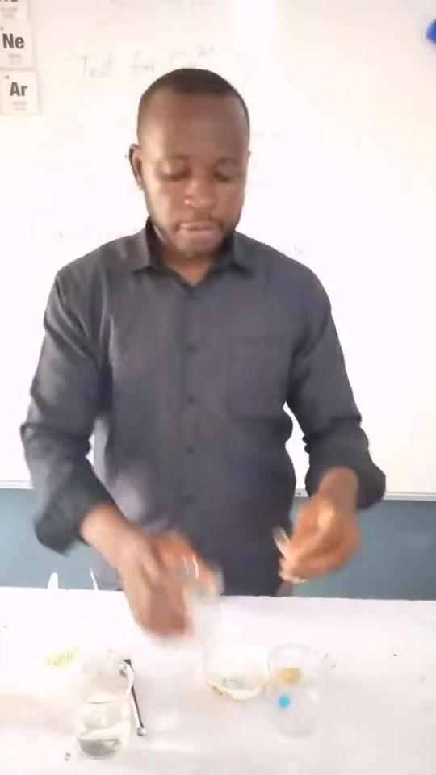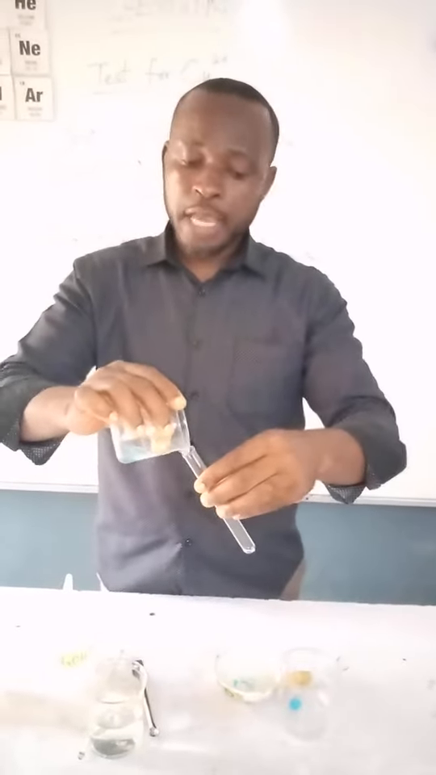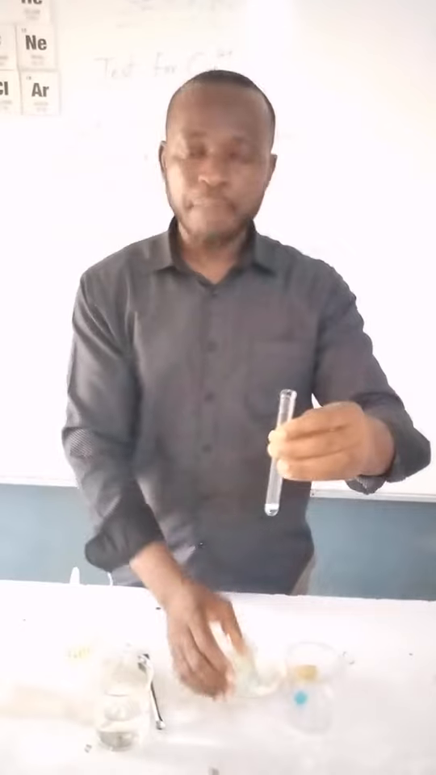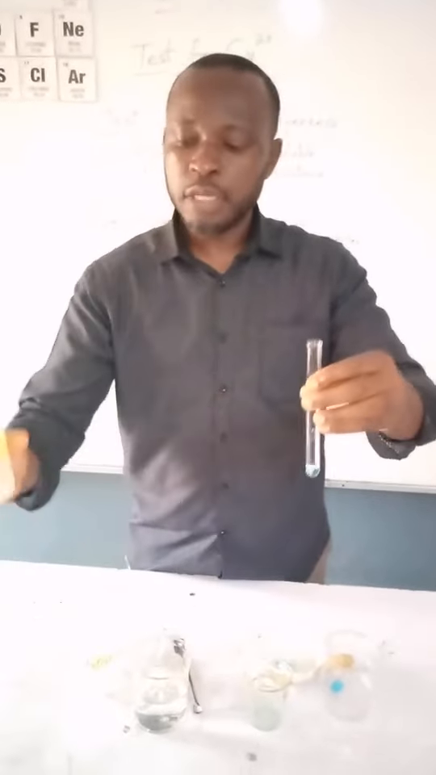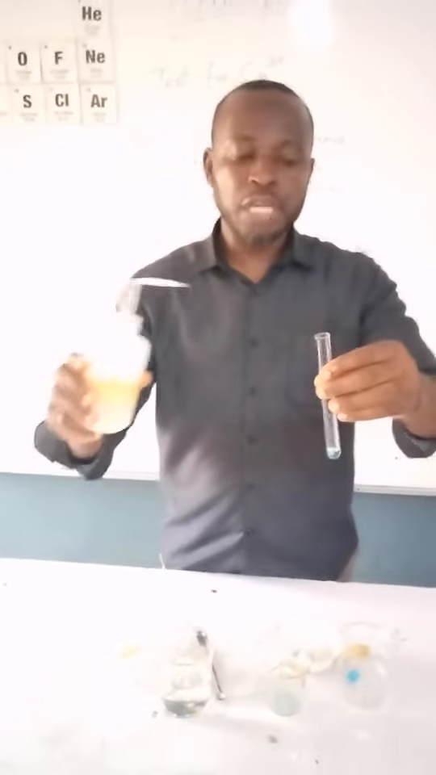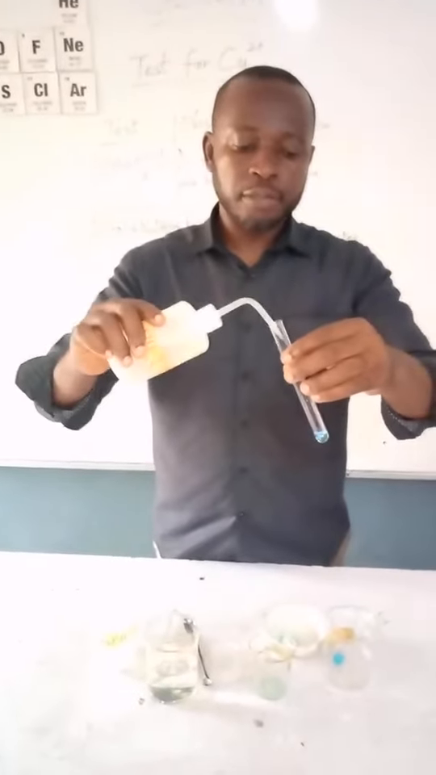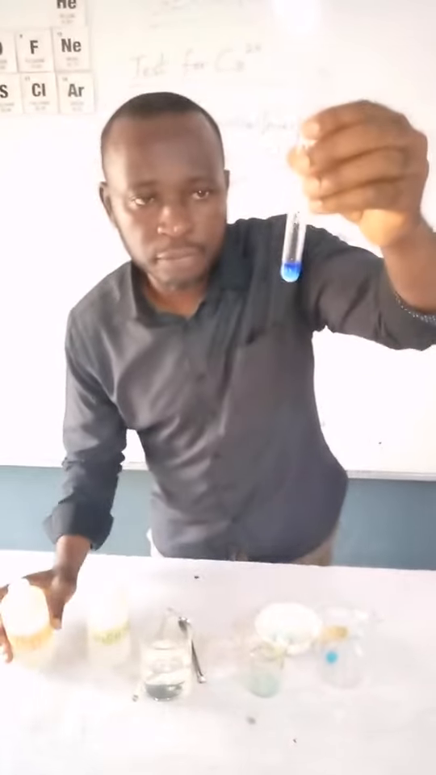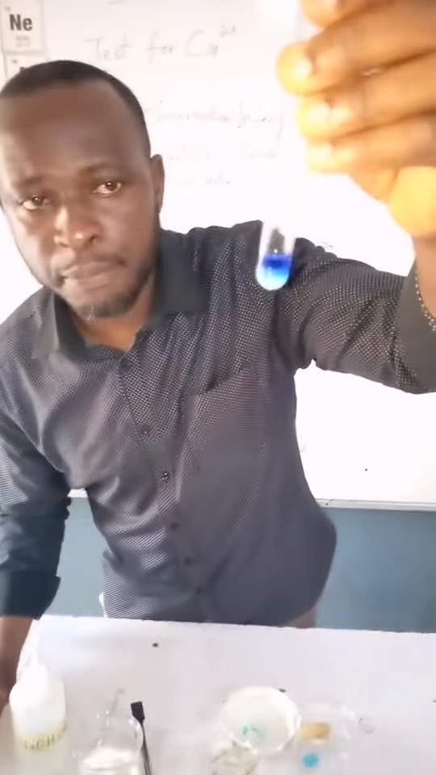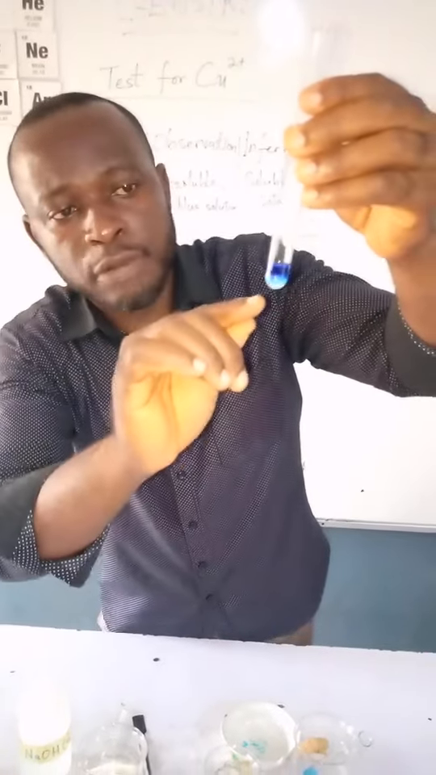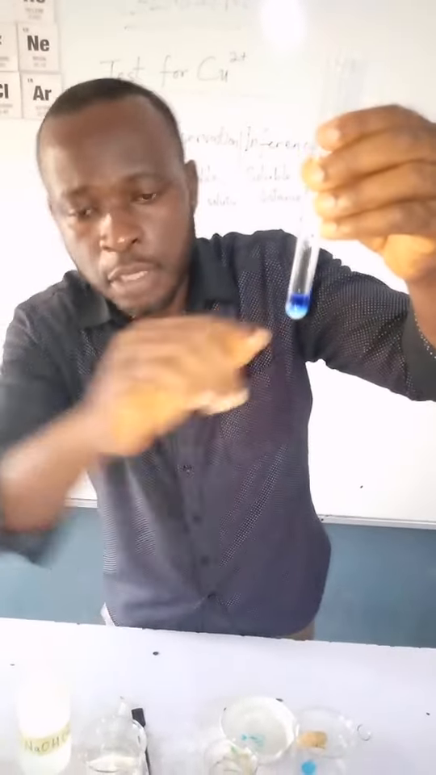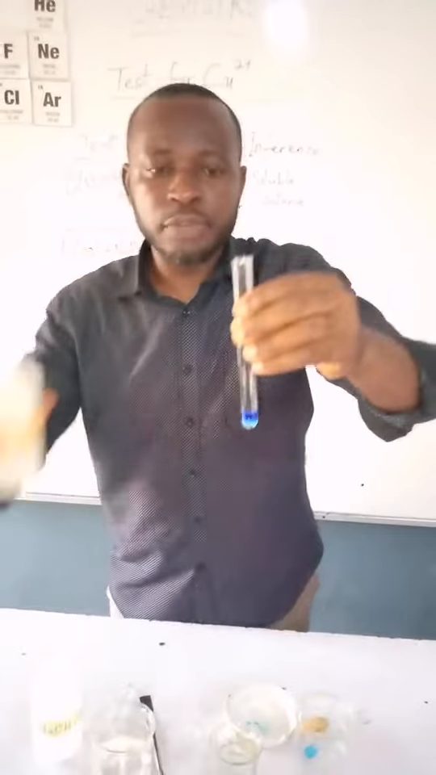You will take about 2 cm cube again of the same sample. This time around, the reagent you're going to add is not sodium hydroxide but aqueous ammonia. And usually we add in drops first. What do you observe? First, you observe a pale blue precipitate, as you observed previously when we added sodium hydroxide. But let's add in excess and see what happens.